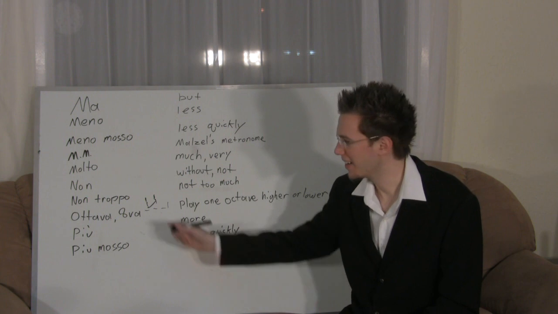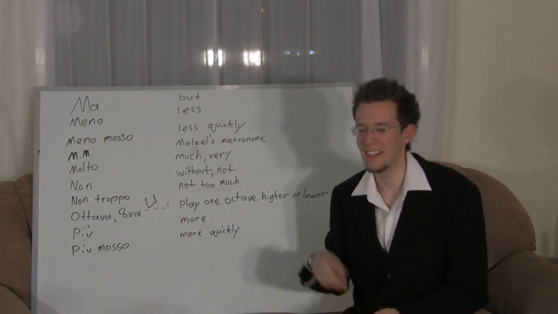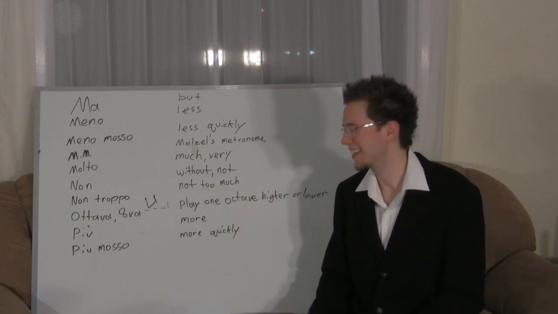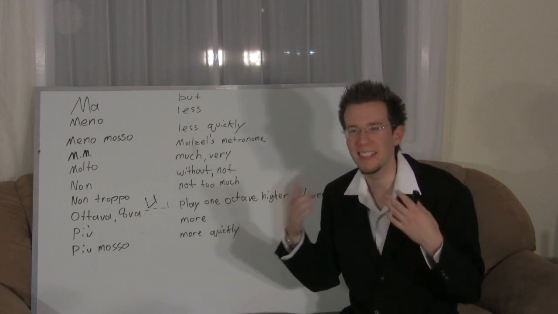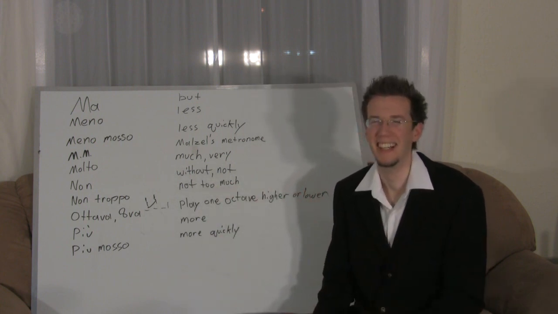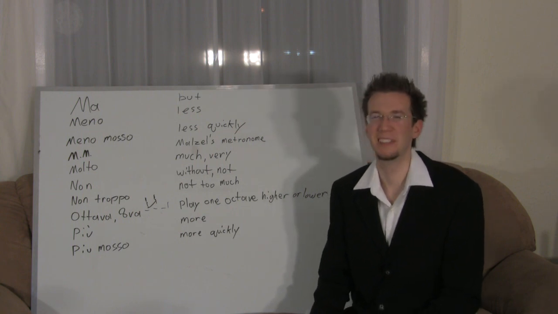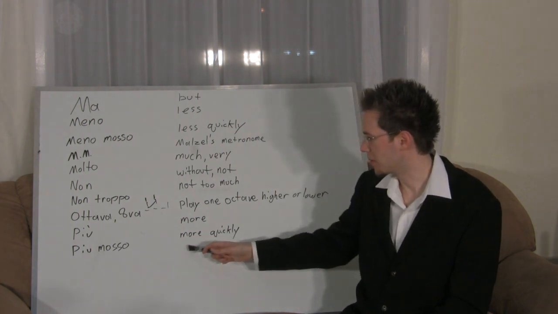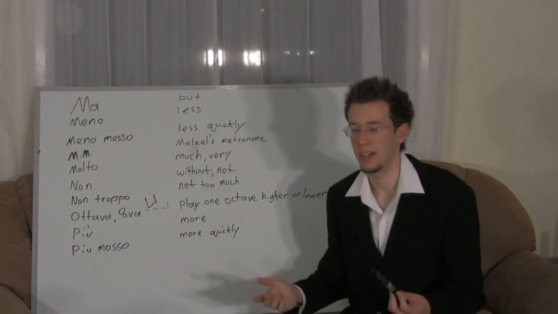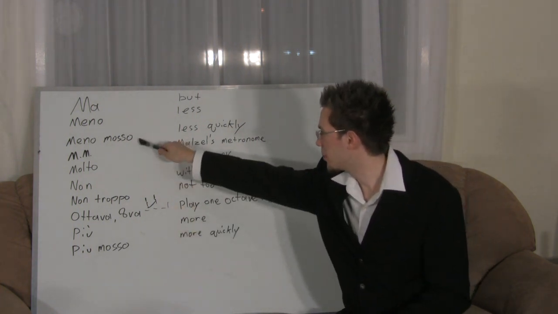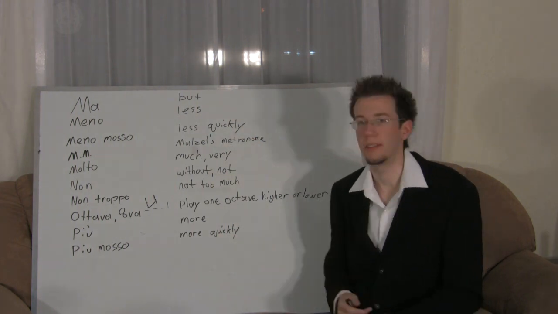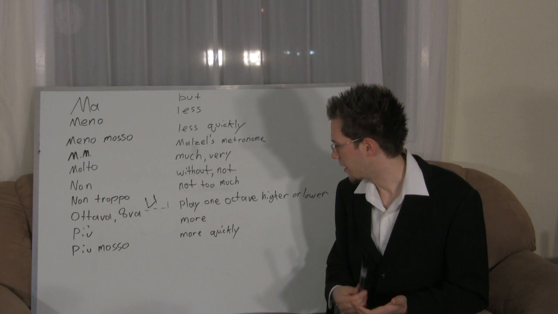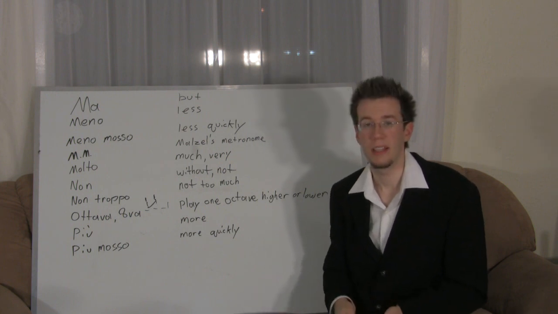Whenever I see this though, I always think of you're eating food and it's like, Piu! And then it doesn't make any sense. It's like, more please, more. Give me more of that gross stuff. Anyway. Okay, piu mosso, more quickly. Mosso, as we learned from above, means quickly. I didn't really think it needed to be its own word there. Okay, so that's that one.